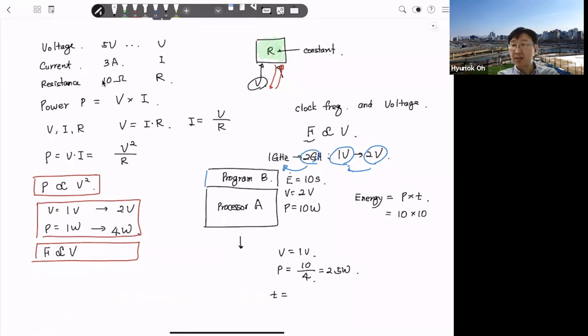Then what's the execution time on processor A of program B? It takes 10 seconds on 2 volts. Now the voltage is half. Then what will be the execution time? It is increased by 2, so it will be 20 seconds, because if we reduce the voltage, the clock period is increased, so the CPU time is increased. Then what's the energy consumption?